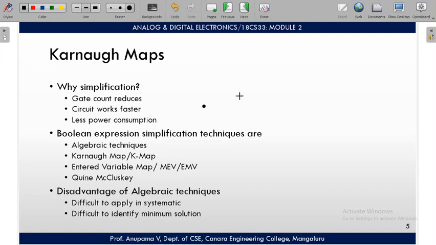If the number of gates is reduced, then the circuit works faster and power consumption is reduced. Various simplification techniques for simplifying Boolean expressions are: first, the algebraic technique; second, the Karnaugh map or K-map; third, the entered variable map or MEV or EMV; and last, the Quine-McCluskey method. The disadvantages of using the algebraic technique to simplify a Boolean expression are: it is difficult to apply the Boolean laws in a systematic manner, and it is also difficult to identify the minimum solution for the Boolean expression.